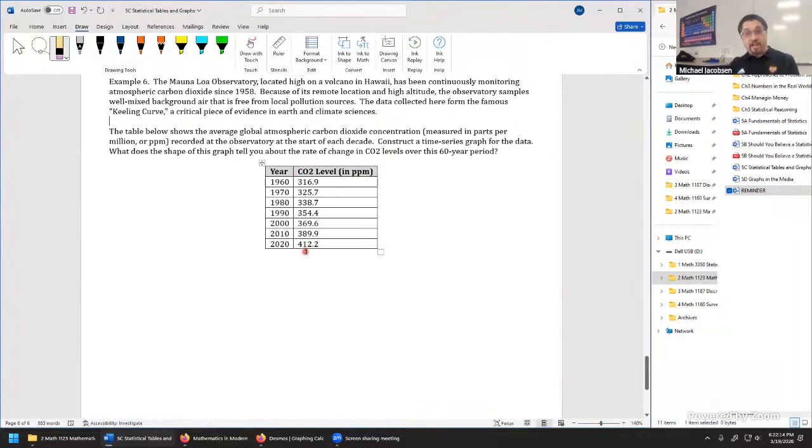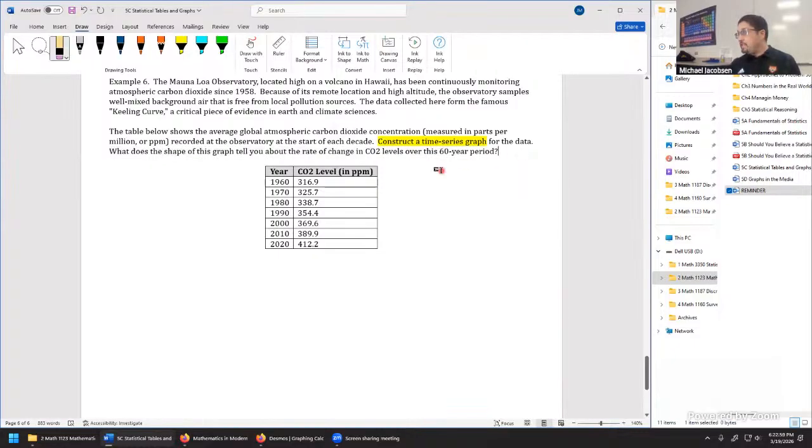So here's a snippet of their data. This is data that gives us a summary on a decade by decade basis, going from 1960 to 2020. It says the table shows the average global atmospheric carbon dioxide concentration measured in parts per million, abbreviated to ppm here. And this is recorded at the observatory at the start of each decade. We'll construct a time series graph. So here's our new display to give for the data. And then we'll answer a follow-up question. What does the shape of the graph tell you about the rate of change in CO2 levels over this 60-year period?